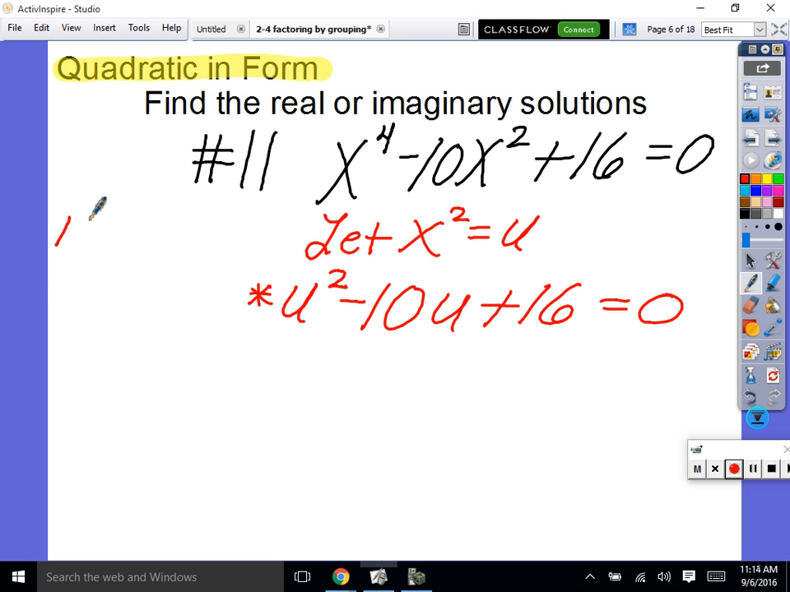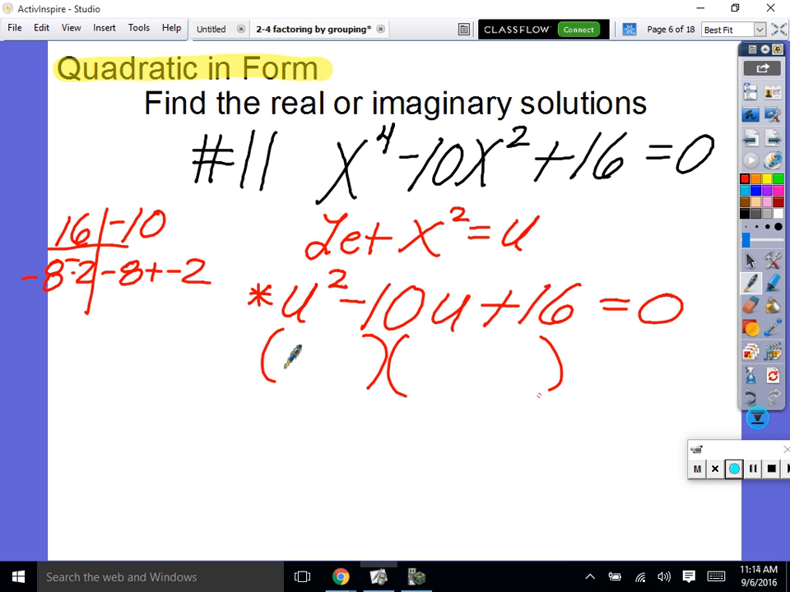What multiplies to be 16 adds up to be negative 10? That's 8 times 2. Negative 8 times negative 2. Negative 8 plus negative 2. Right? So now we can quick factor this. This factors to be u minus 8 and u minus 2 equals 0.